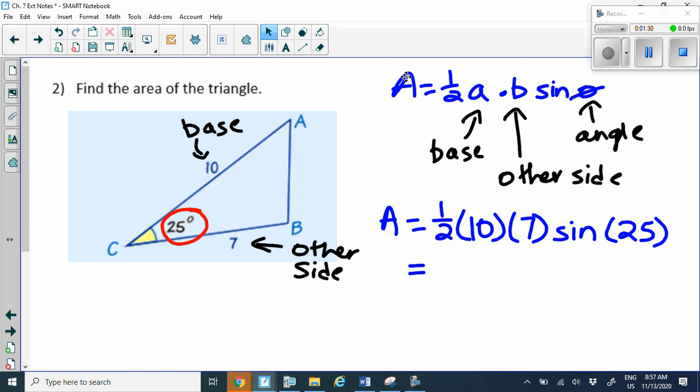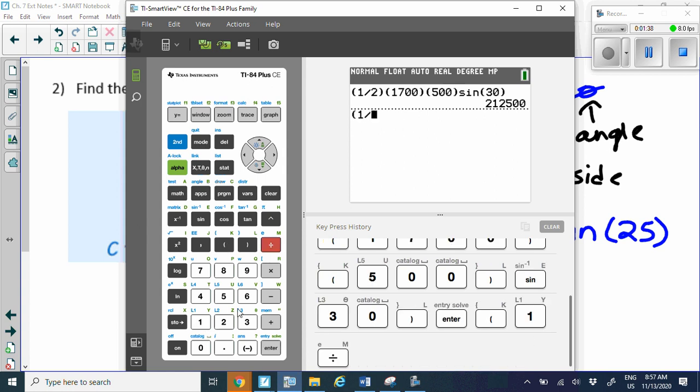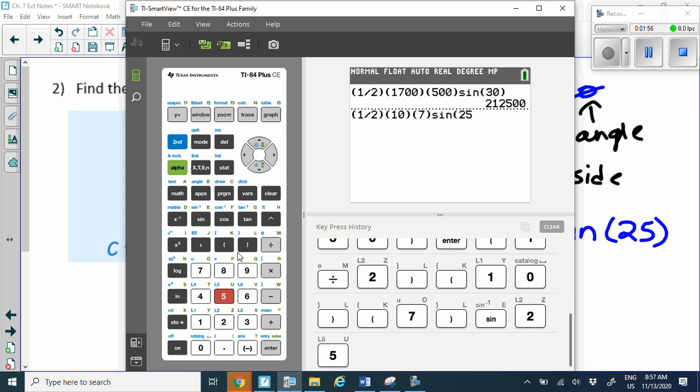Okay, now we're just going to plug this whole thing into our calculator to get our final answer. Okay, so I'm going to put 1/2 once again into parentheses, so 1 divided by 2. Then I'm going to have 10. Make sure that's in its own parentheses. Then 7. And then I need to use sine. Remember, we always use sine when we're doing this area of the triangle. And then our angle, which is 25. And I press enter. So here I get about 14.79.